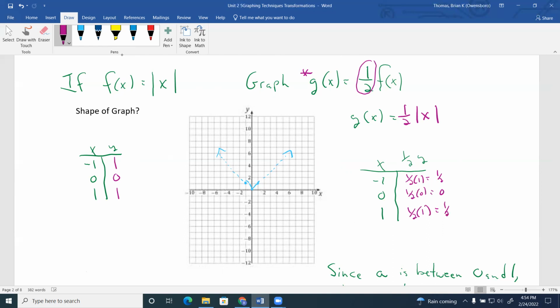So it's going to be my 3 new ordered pairs: -1, 1/2, 0, 0, and 1, 1/2. So if I graph those points, -1, 1/2, notice how it gets closer to the x-axis. That's a compression. 0, 0, and 1, 1/2 this way. So the graph does get a little wider as well, as you can kind of see. So the graph kind of takes on this little wider V-shaped graph. So that would be the graph of that function.